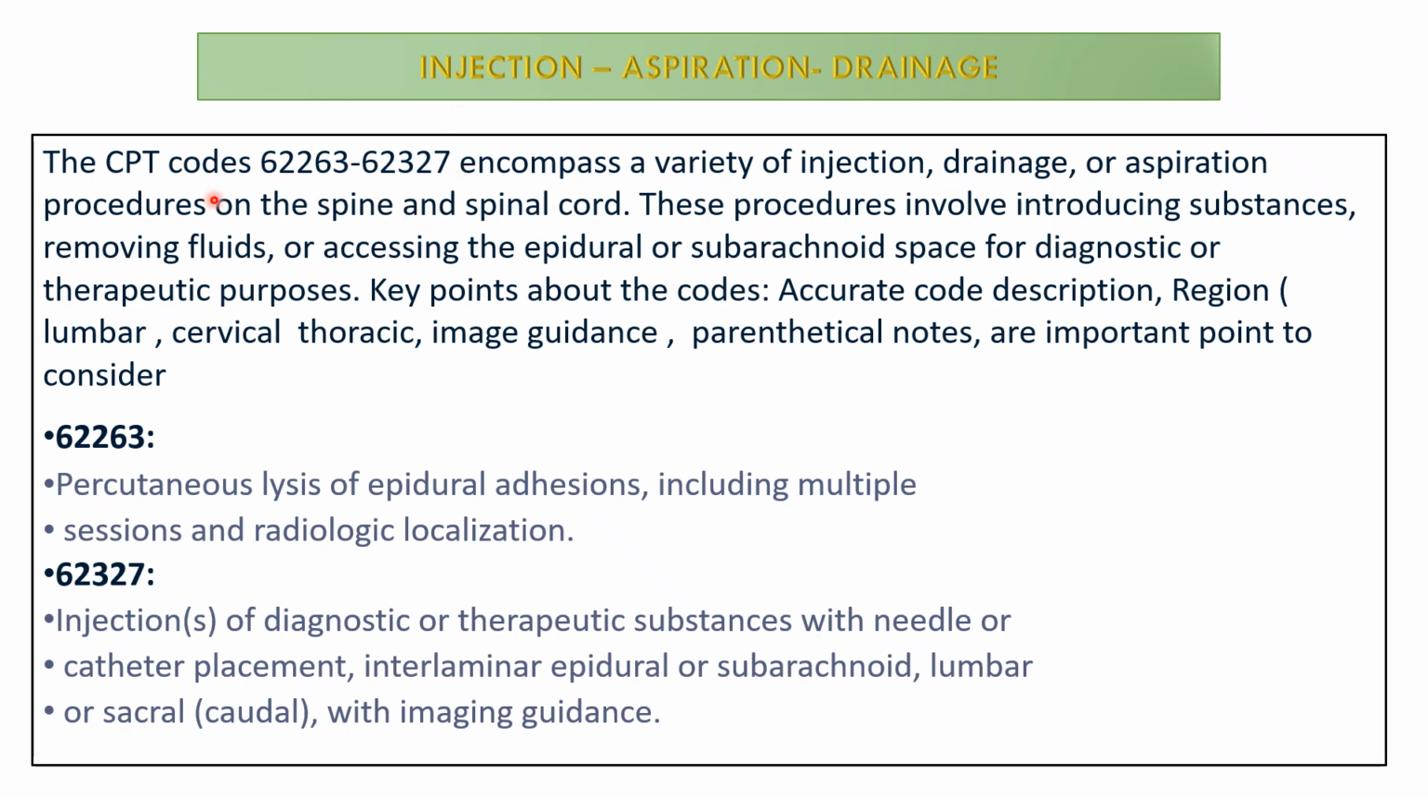Now, as I said, injection, aspiration, drainage. The code range is this. This particular range encompasses a variety of injection, drainage, or aspiration procedures on the spine or the spinal cord. These procedures involve introducing substances, removing fluid, accessing the epidural or subarachnoid spaces for diagnostic and therapeutic purposes. Key points about the codes are accurate code description, and even the region is an important consideration, whether you are doing it on the lumbar, cervical or thoracic. Then again, image guidance is another important thing, whether it is a part of the code or whether you need to code it separately.